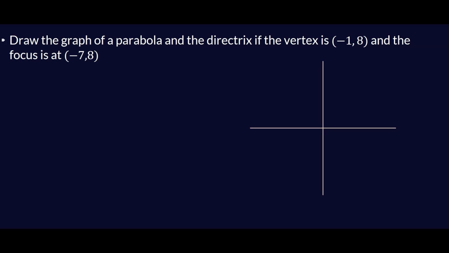Draw the graph of a parabola and the directrix if the vertex is at -1, 8 and the focus is at -7, 8. Okay, so what are we going to do here? Let's get our P. Our P from -1 to -7 is 6 units, but we're going in that direction. And so we're going to go 6 units in this direction. So we're going to add 6 to -1. So it's going to be x equal to 5. And so our graph is going to look something like that.